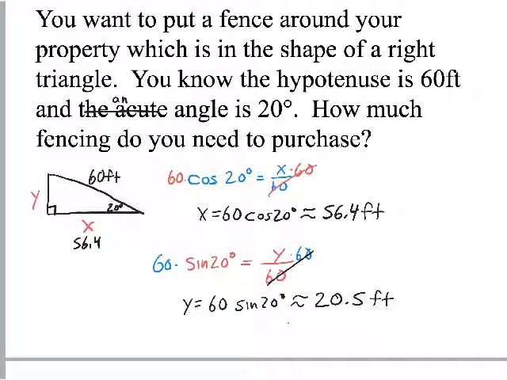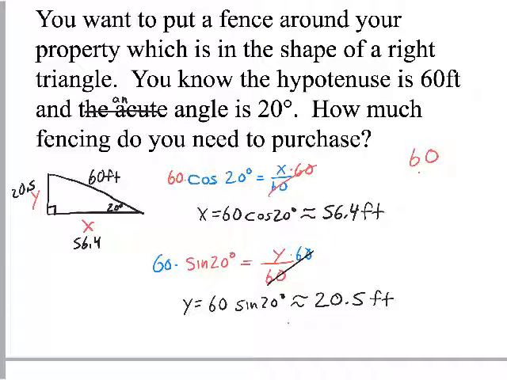Now let's go back to the question. The question is, how much fence do I need to purchase? Well, that's 60 plus y. Let's write y on there. Y was 20.5, and then we have 56.4. So isn't that the perimeter? How far around? So my answer is really just asking me to add up all those numbers.